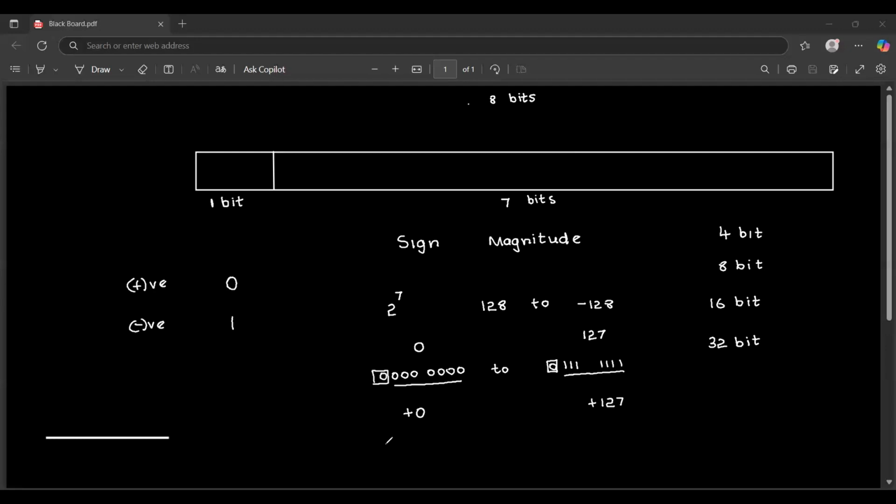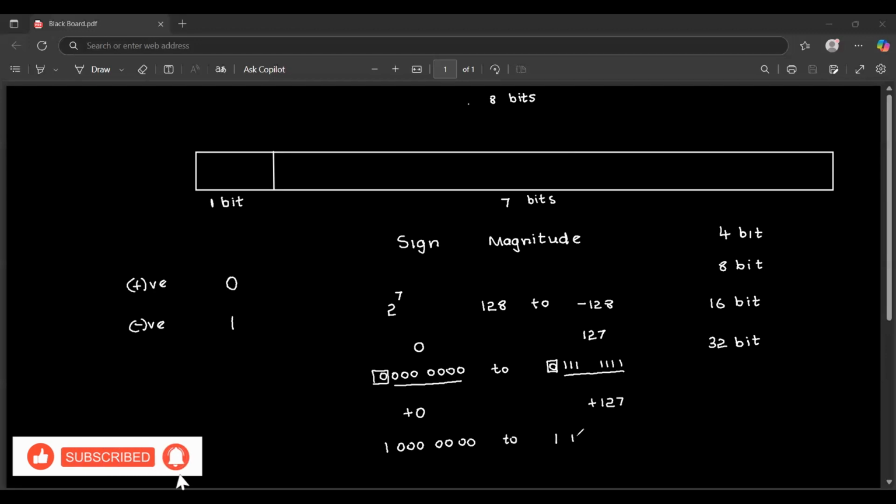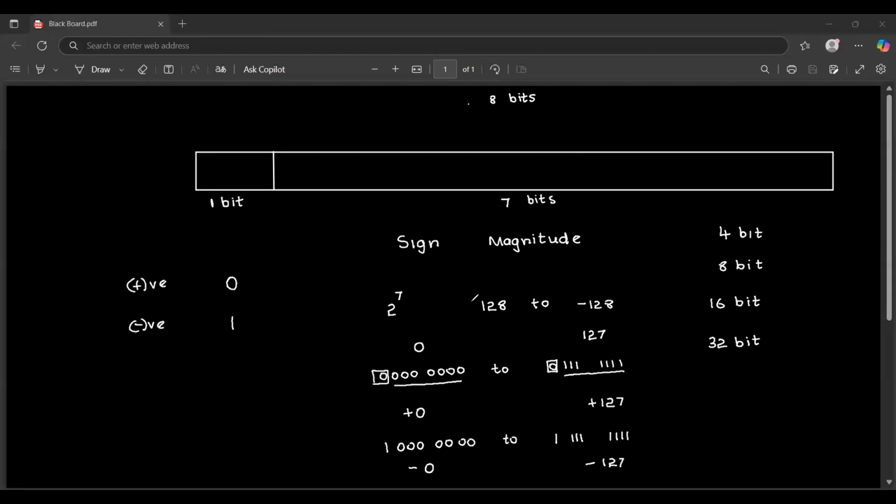What happens in the negative part? It's the same story. We have 10000000 to 11111111. This is negative 0 to negative 127. So we are not representing 128 to negative 128. We are representing from positive 127 to negative 127.